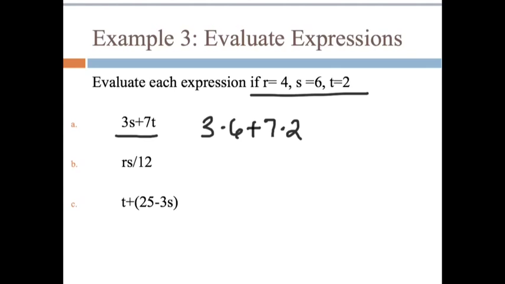So instead of being 3 times s, I've got 3 times 6, and instead of 7 times t, I've got 7 times 2. Again, using order of operations, I'm going to deal with multiplication first, then go from left to right. When I deal with multiplication, I get 18 plus 14, and when I finish it off by adding them together, 18 plus 14 gives us 32. And that's the answer for part A.